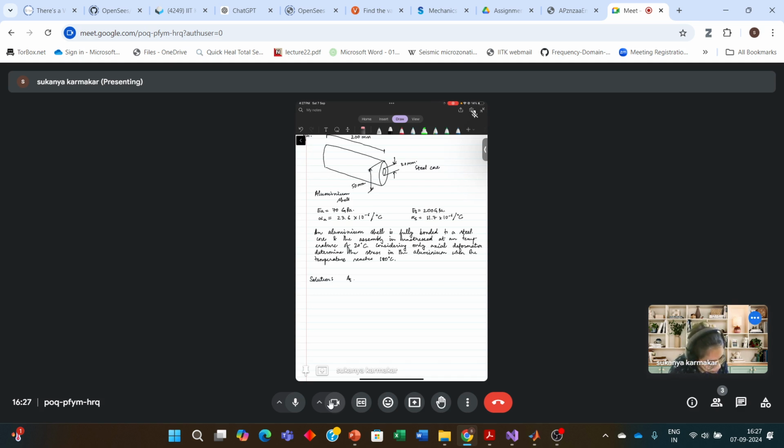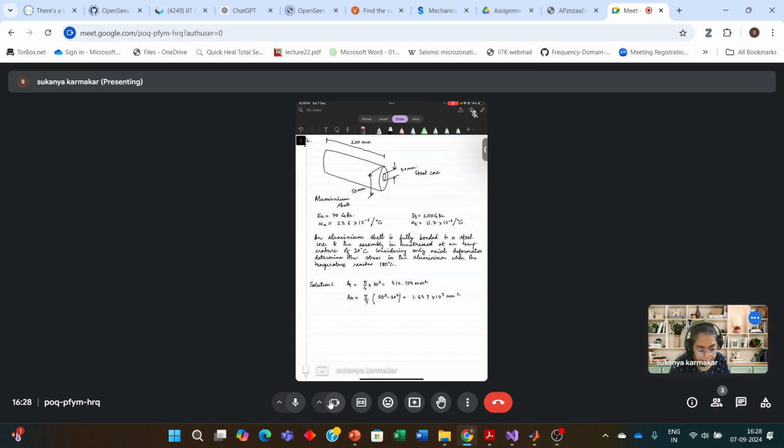Now, the area of steel is pi by 4 into 20 square, which is 314.159 mm square. Now, the area of aluminium is pi by 4 into 50 square minus 20 square. This is a trivial calculation. Now, let PS be the axial force which is carried by the steel core, and PA be the axial force which is carried by the aluminium shell.